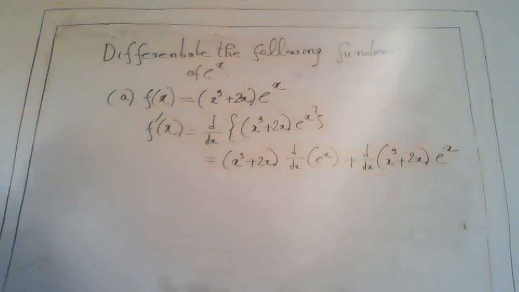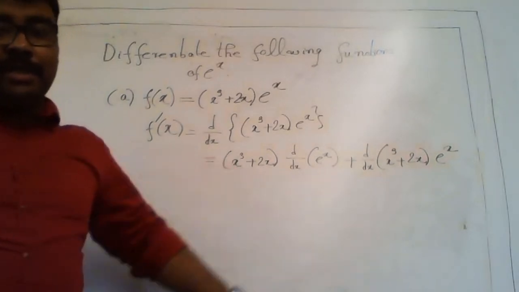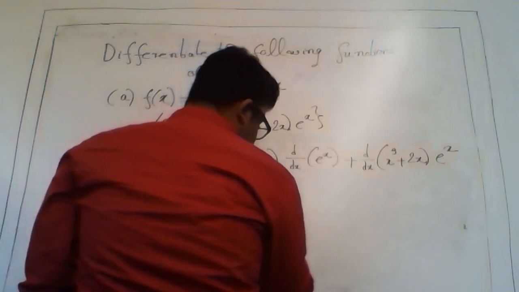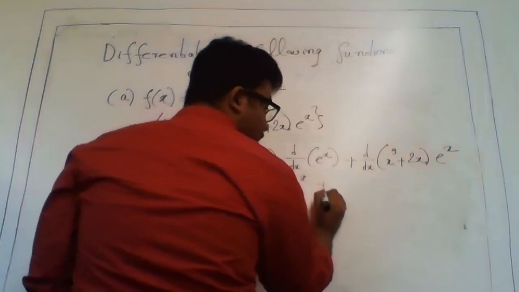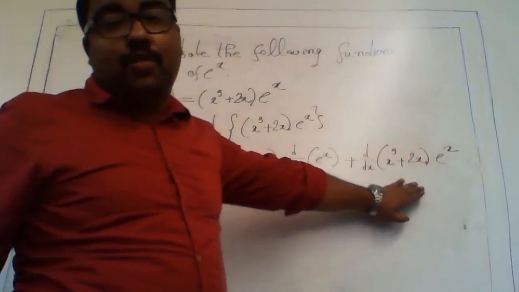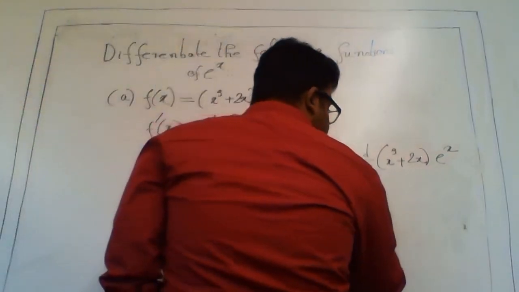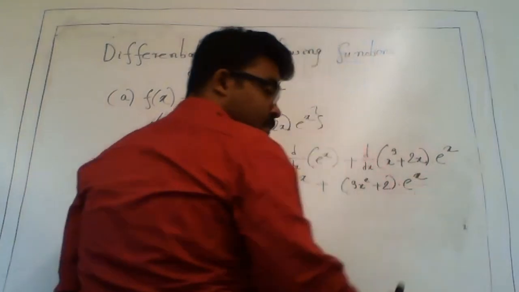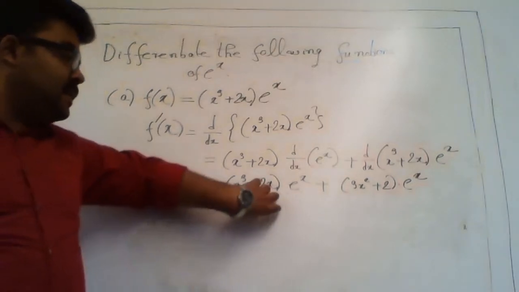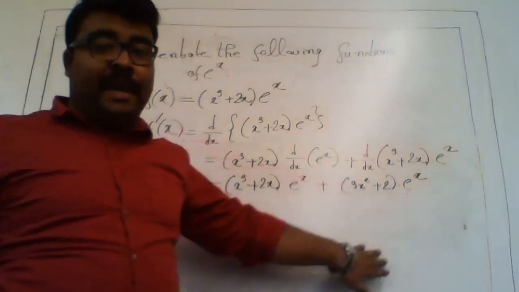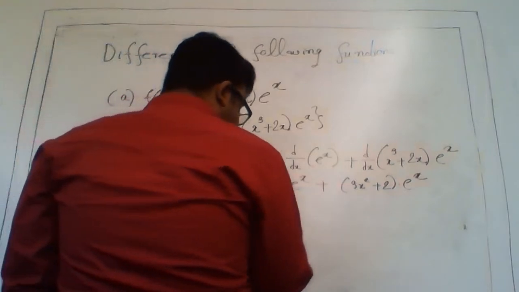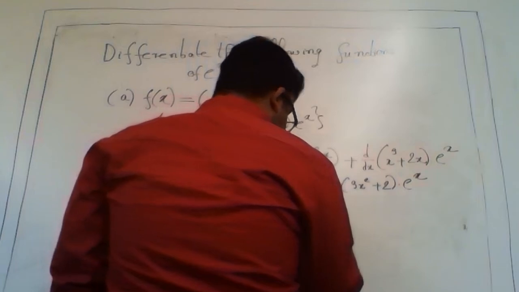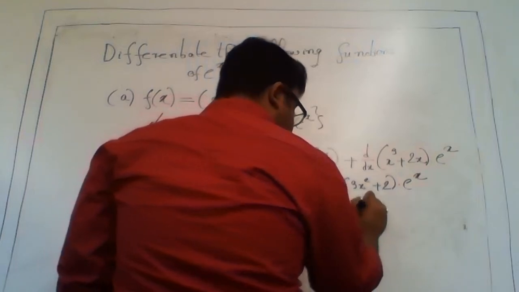Now d/dx of e to the power x is just e to the power x, and here d/dx of x cubed plus 2x will be 3x squared plus 2, times e to the power x. Now you see, you can combine them. I have this times e to the power x, this times e to the power x. You will factor e to the power x out. You get x cubed plus 2x plus 3x squared plus 2, times e to the power x.